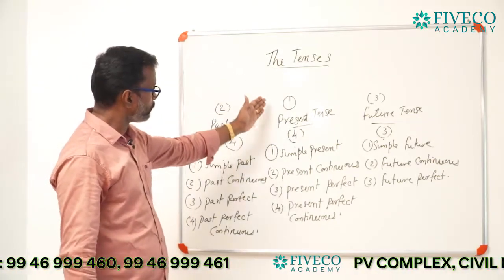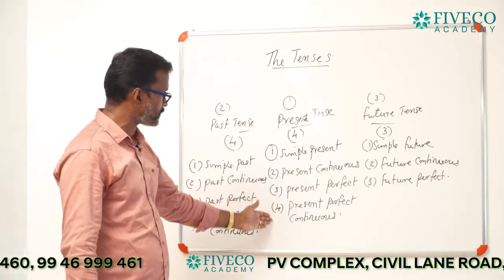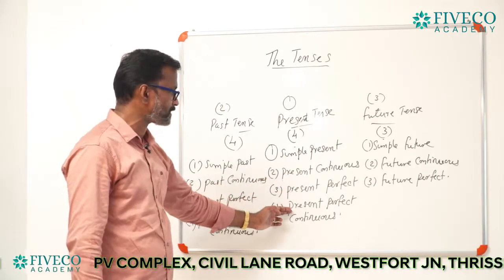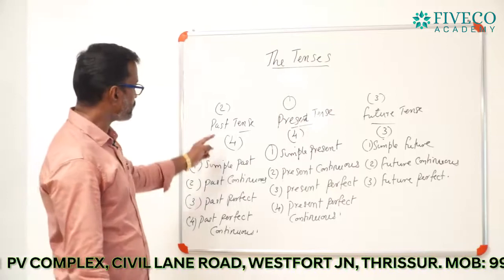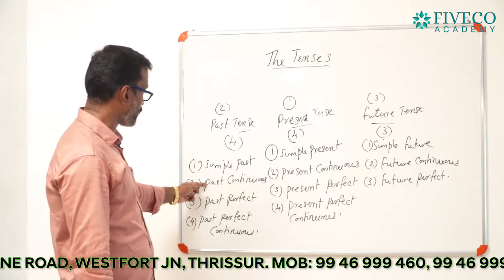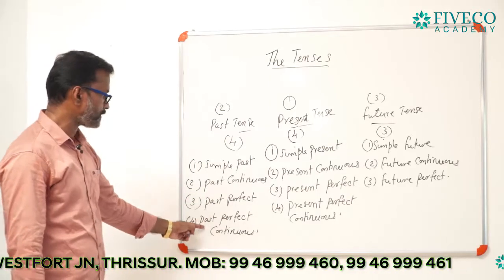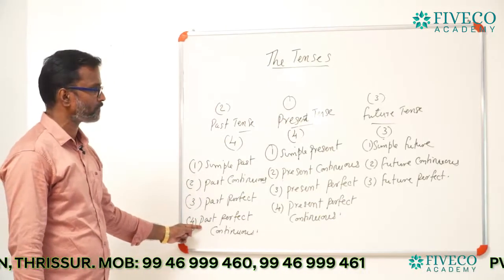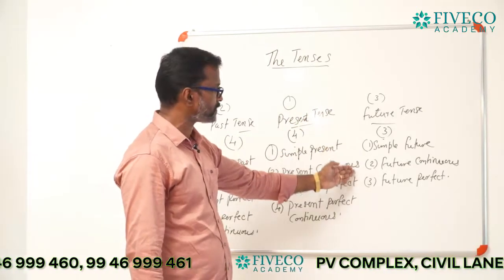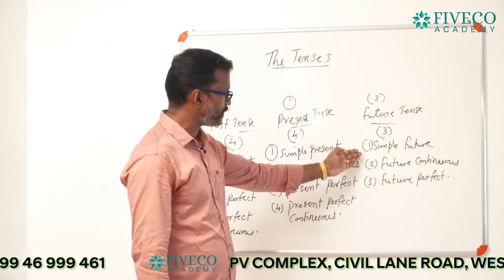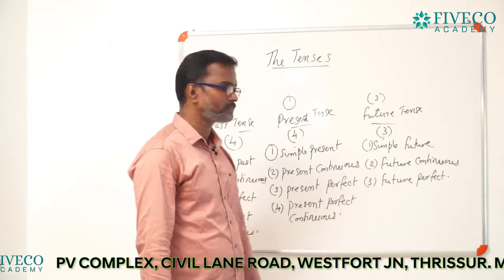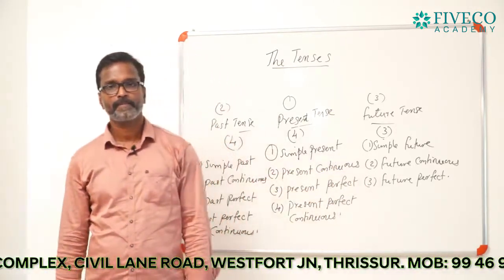And I told you present tense has 4 divisions: simple present, present continuous, present perfect, and present perfect continuous. Similarly, past tense has 4 divisions: simple past, past continuous, past perfect, and the last one, past perfect continuous. And when you go to future tense, it has only 3 divisions: the first one simple future, the second one future continuous, and the third one, that is future perfect.